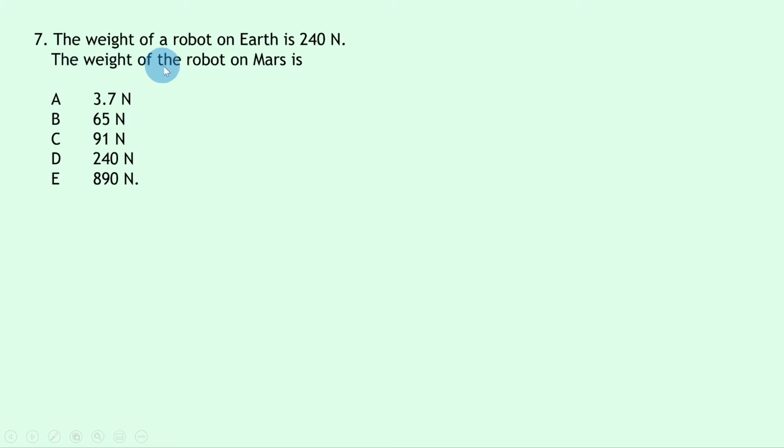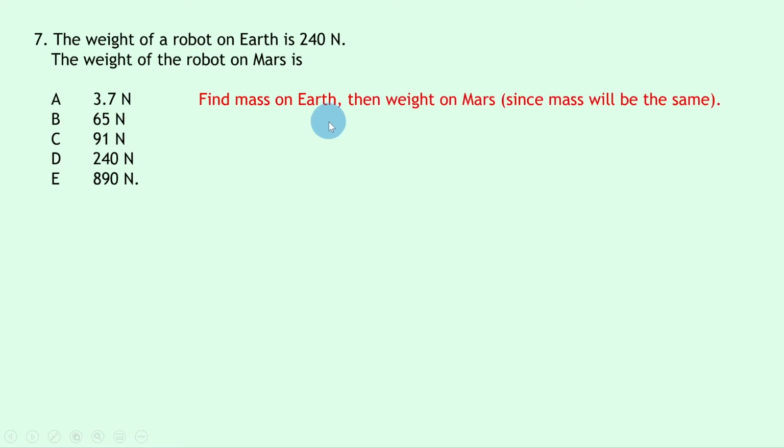Question 7 says the weight of a robot on Earth is 240 newtons. The weight of the robot on Mars is. So the strategy here is that we want to first find the mass on the Earth and then the weight on Mars, since the mass will be the same on Mars as it is on Earth, because remember, mass stays the same no matter what planet you're on.